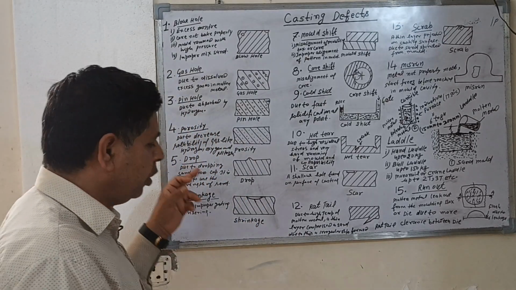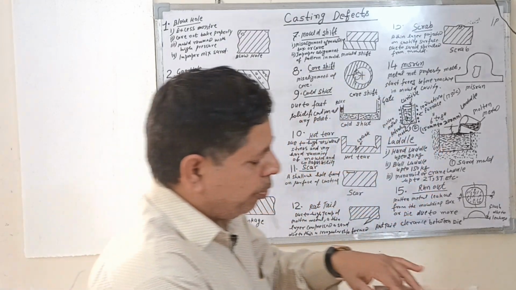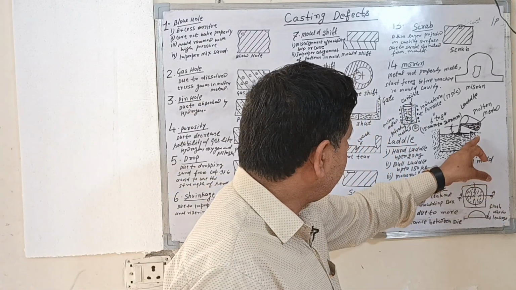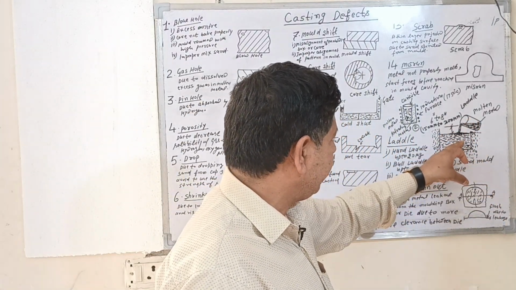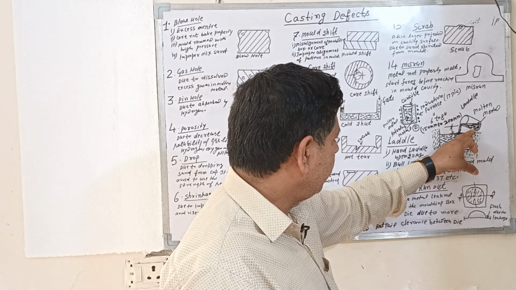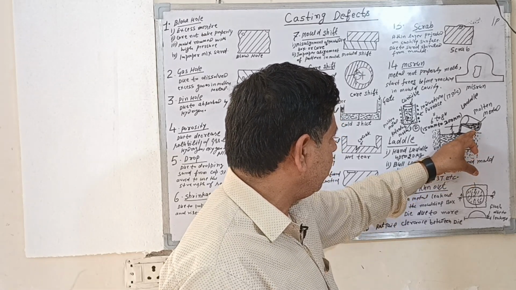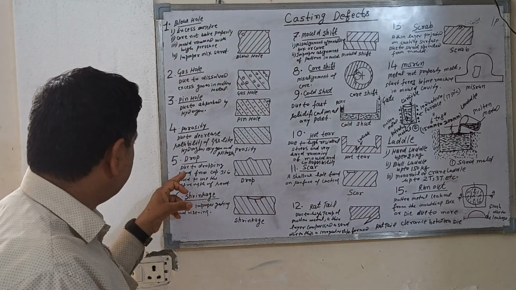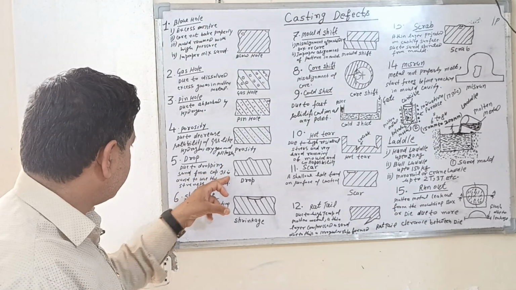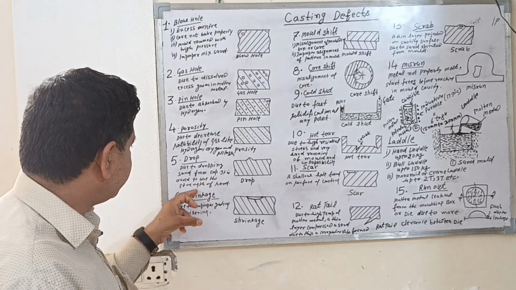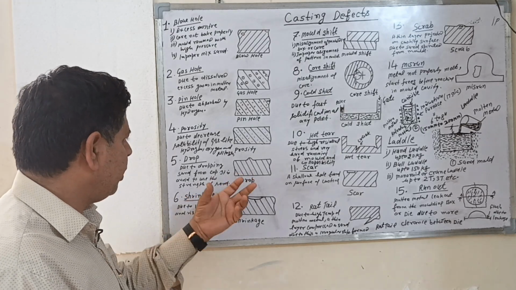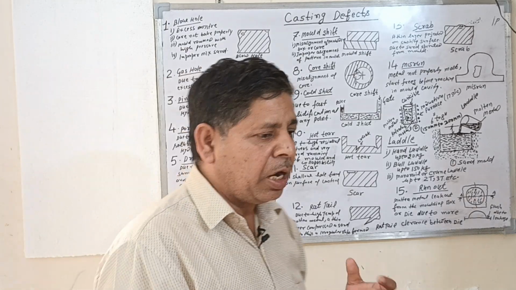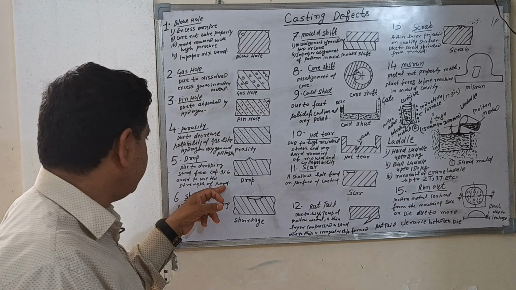Number five is drop. You can see this figure. When the metal is poured in this mold cavity, some sand is dropped into this cavity. This is due to the sand lacking strength. So how do we avoid this type of casting defect? Different types of binder are used to increase the strength of the sand.